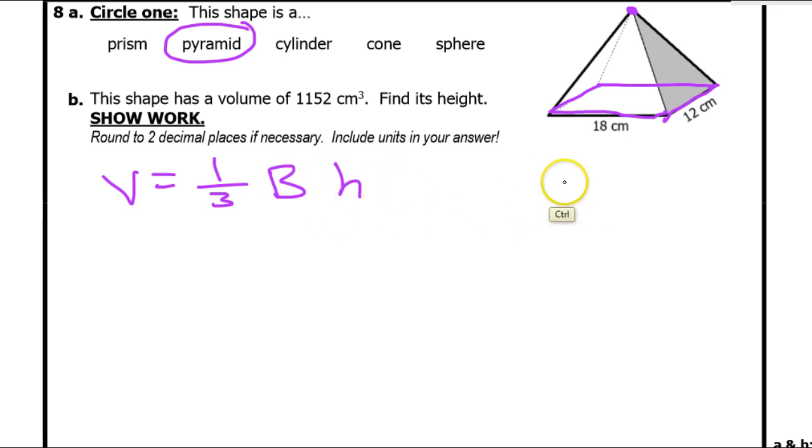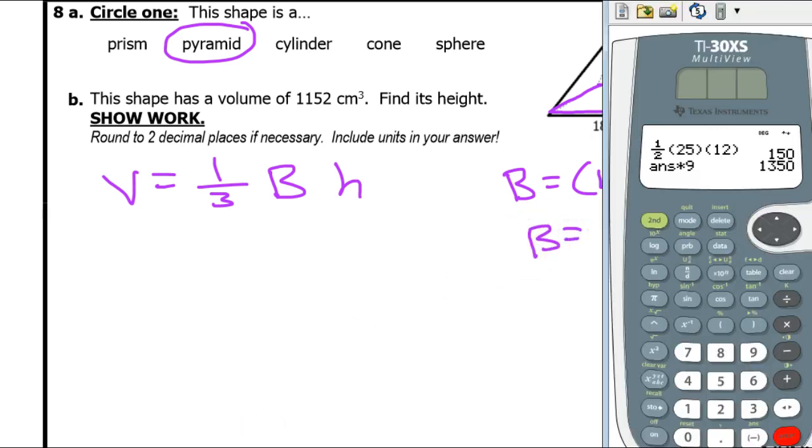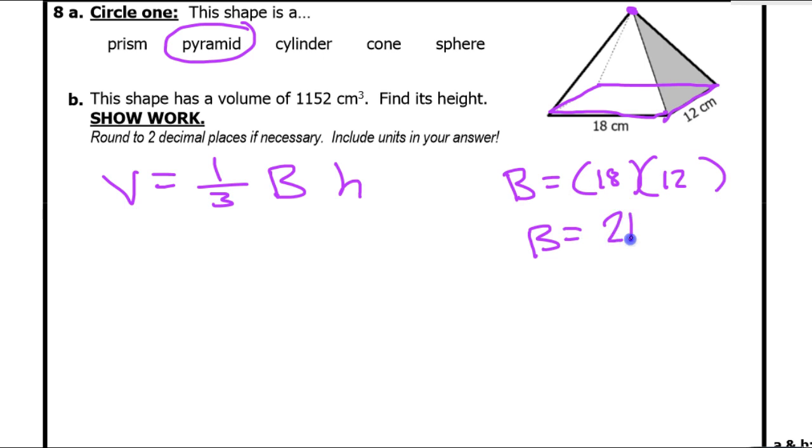So let's start by finding out what the area of the base is. All right, the base is this rectangle. So the area of the base is just base times height, basically length times width. So that's going to be 18 times 12. So area of the base is 216. Okay, so that's going to go right here.